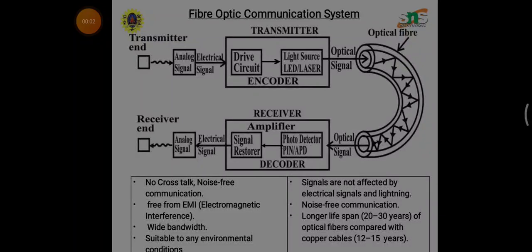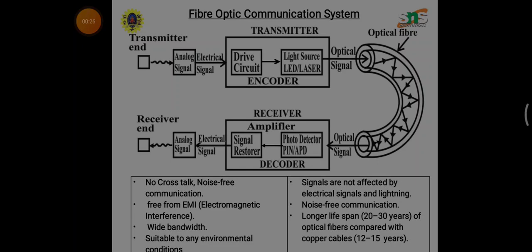So welcome. Now we discuss the fiber optic communication system. An optical fiber communication system block diagram consists of three important parts: one is a transmitter, second is optical fiber, and finally the receiver.